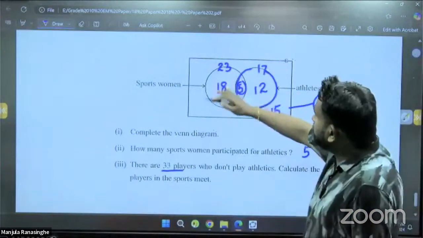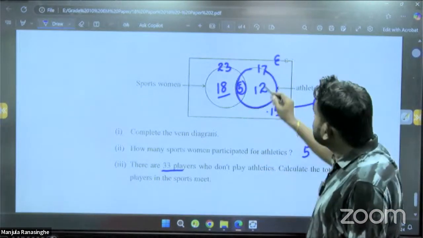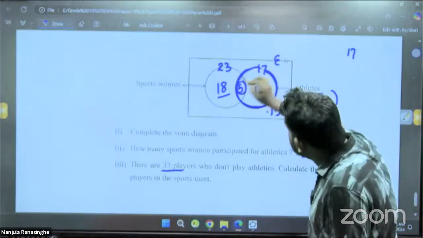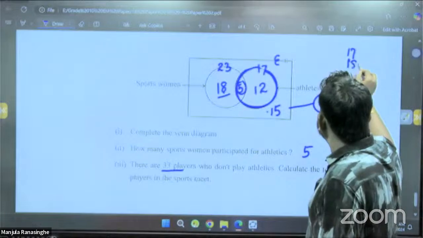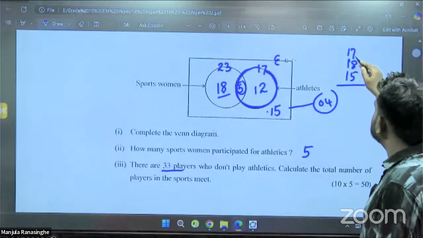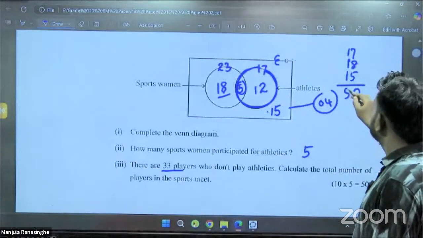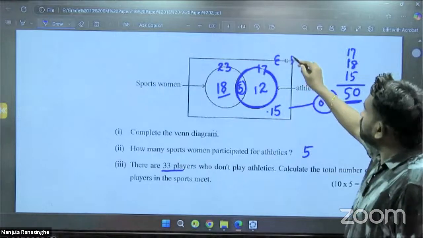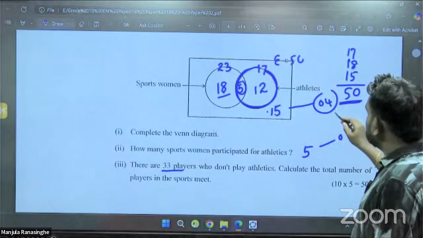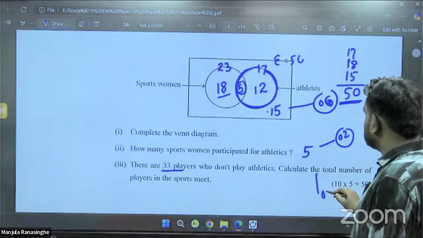So calculate the total number of players in the sports meet. Right, total number of players means the universal set. So how to take the universal set? Here 17 you have in total. Other than that, here 18, and then other than that, here 15. That means 50, right? 50 sportspeople. So this part, the Venn diagram, is 6 marks. And here 2 and here 2.